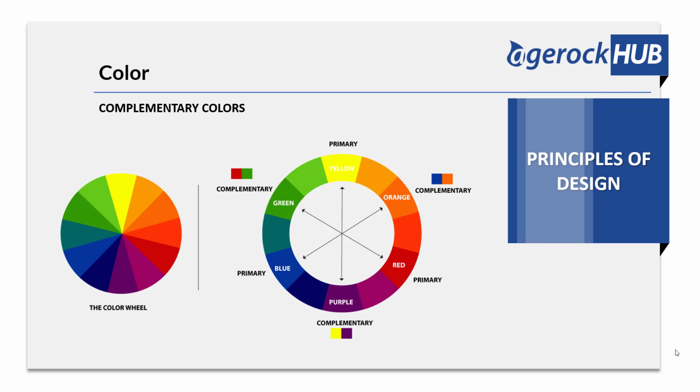Complementary colors. These are colors that are opposite each other on the color wheel, like green and red, blue and orange, yellow and purple. They are pairs of colors which, when mixed, cancel each other out by producing a grayscale color like black or white.